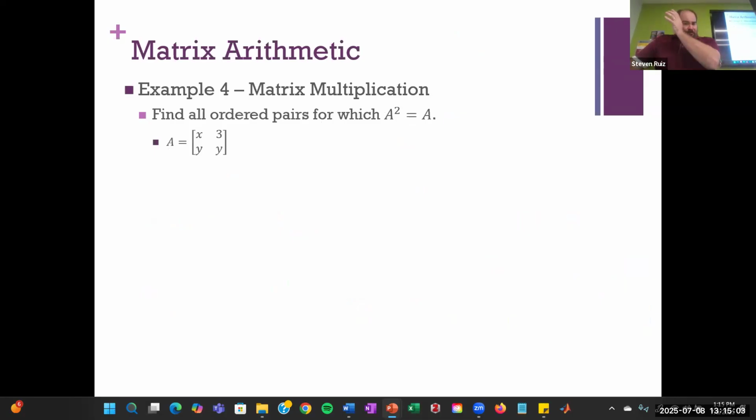What the heck does that mean? What do you think A squared means? What does it usually mean? Yeah, so in this case, yes, it means the same thing. In real numbers, that means to multiply something by itself. We're going to do the same thing here. So if I want to solve this equation, I should probably figure out what A squared is.